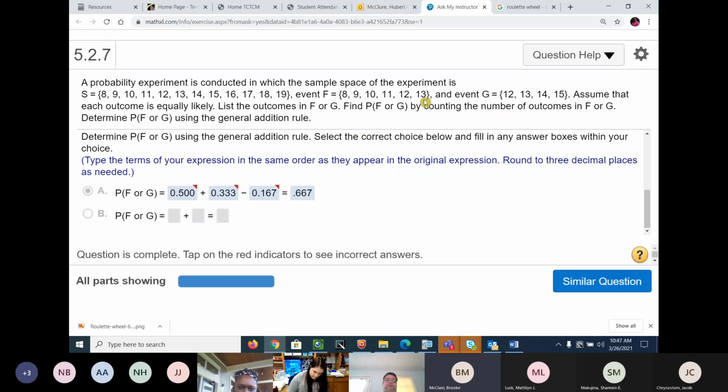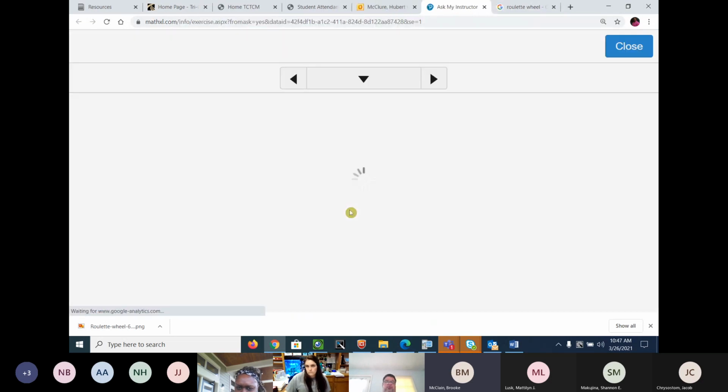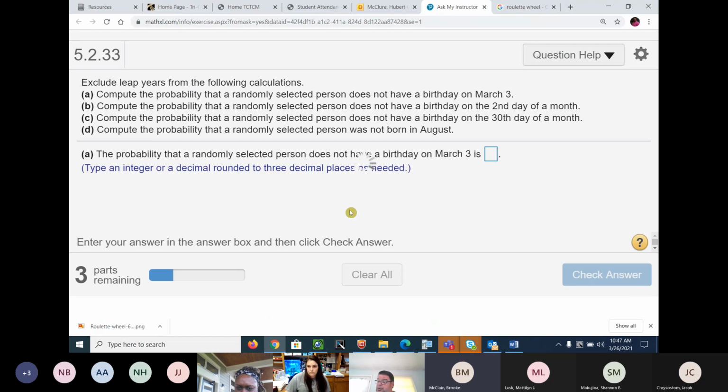Next question. All right, write this one down. This is a standardized test question as well as my test question. They love to put birthdays on a standardized test.